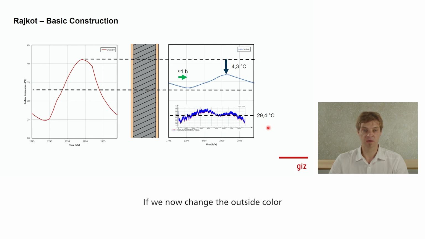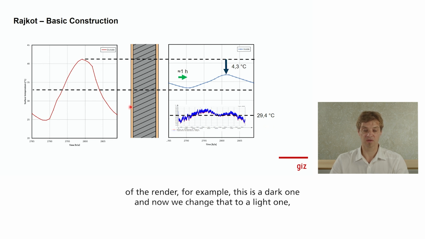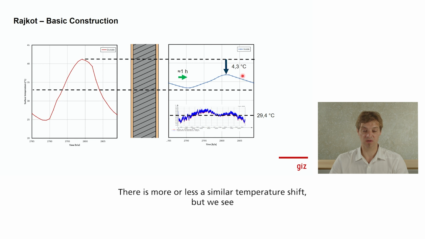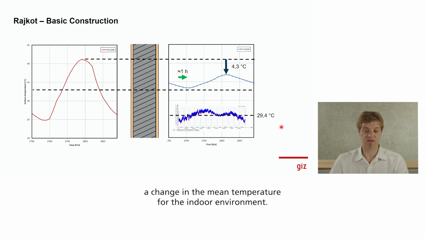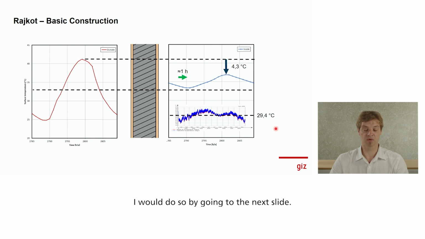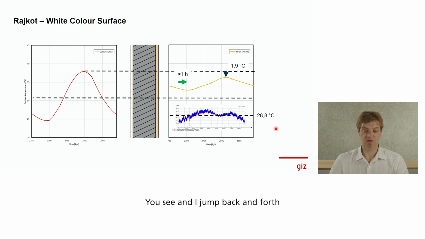If we now change the outside color of the render, for example, this is a dark one, and now we change that to a light one, we will see that there is a difference in the temperature attenuation. There is more or less a similar temperature shift, but we will also see a change in the mean temperature for the indoor environment for that flat that we are looking at. And I would do that by going to the next slide. So you see, and I jump back and forth so you can see the change.